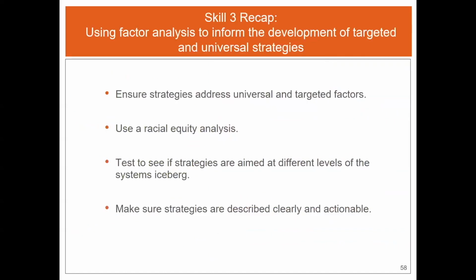So what's important to remember here for skill 3 is that if you're using this approach, this methodology, and this pathway to achieve equity, you've got to ensure your strategies address both universal and targeted factors. You're going to want to use a racial equity analysis to be as clear as possible about your hypothesis of how it will lead to more racially equitable results and not have unintended consequences. You're going to want to test your strategies to see if there are components of them aimed at different levels of the system iceberg. So you're working on mental models, systems change, and behavior change, all at the same time.